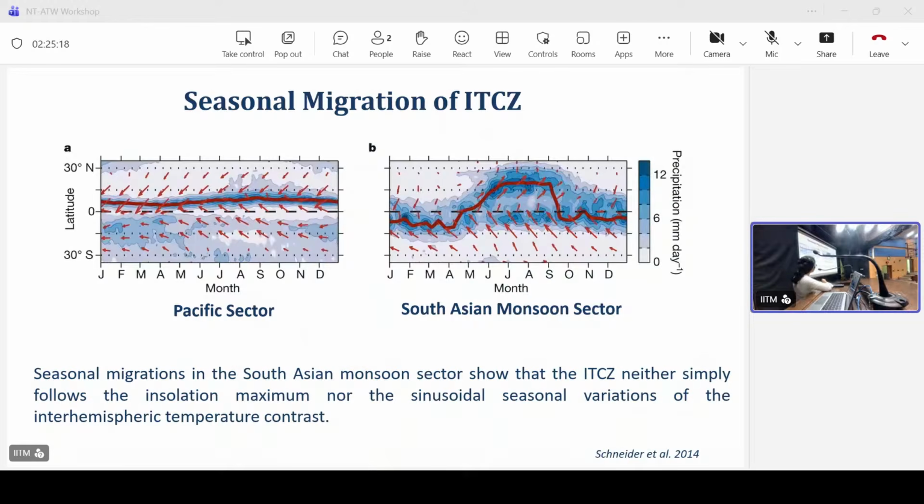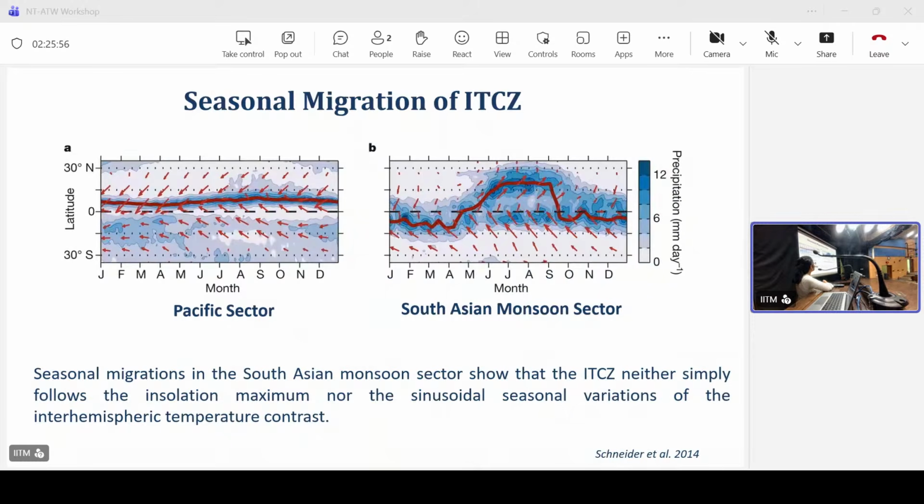Here we can see the two sectors, the Pacific sector and the South Asian monsoon sector. This is the zero line, and this is the seasonal, from January to December, the annual cycle, and how it migrates. We can see over the Pacific sector, mostly the ITCZ is located just north of the equator, and we have this easterly convergence over this region. But when we come to the South Asian monsoon sector, we find that in the initial months, January to April, when we transition from winter towards the pre-monsoon and then the monsoon, the maximum rainfall band is located south of the equator.